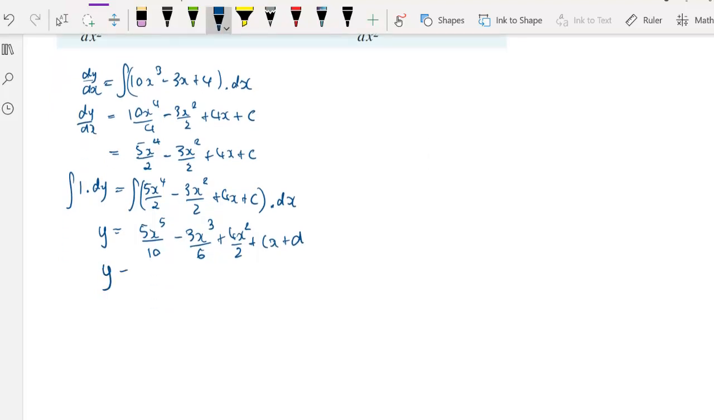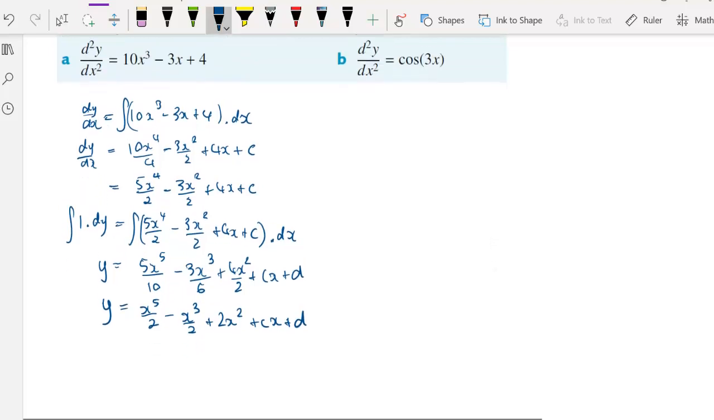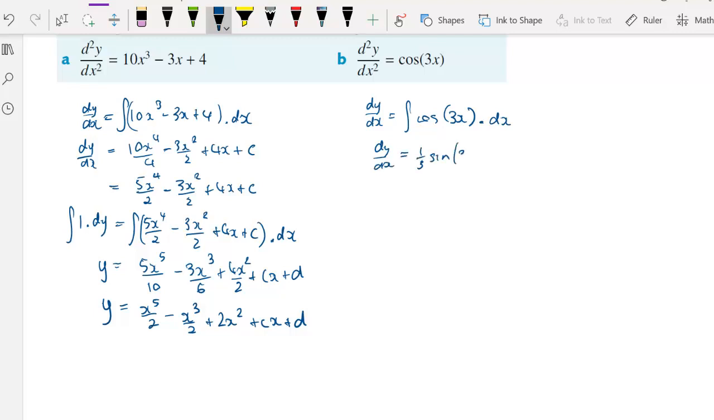And so we end up with y is equal to x to the power of 5 on 2, take x to the power of 3 on 2, plus 2x squared plus cx plus d. So hopefully that one makes sense. And it's the same idea when we look at the next differential. We've got dy/dx is equal to the integral of cos 3x dx. So dy/dx will be equal to 1/3 sine 3x plus c.